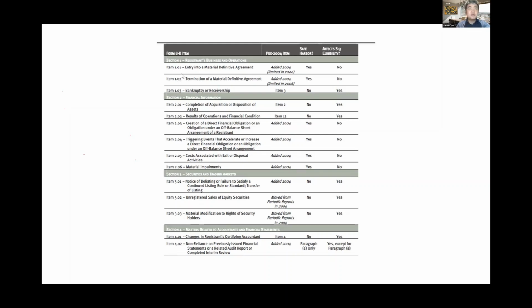And we also look at different items here. Can you see item 1.01, item 1.02, item 1.03? So what does that mean? This is the classification of the news. So for example, all the material contracts go to item 1.01. Any termination of a contract goes to 1.02. Any bankruptcy information goes to 1.03. Any earnings announcement goes to item 2.02.